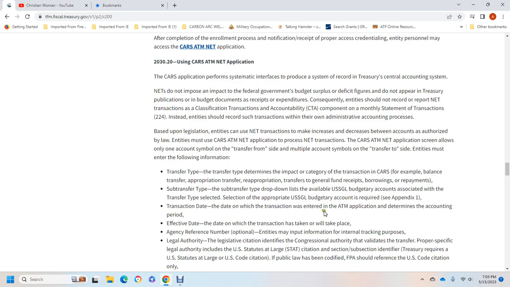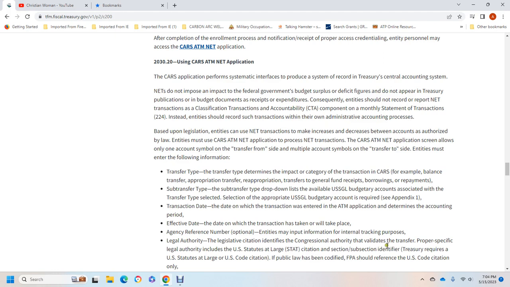Transaction date is the date of the transaction in the ATM application, which determines the accounting period of the effective date of the transaction. Agency reference is the name used for internal tracking purposes. Legal authority is the legislative citation with the congressional authority to validate the transfer, including the specific legal authority and the U.S. Statutes at Large.